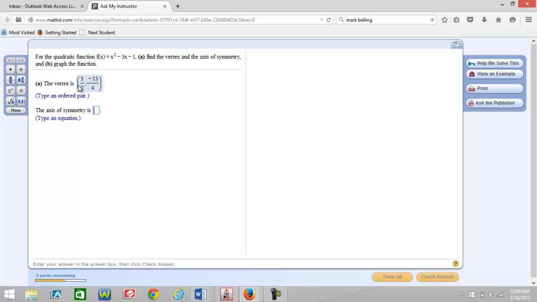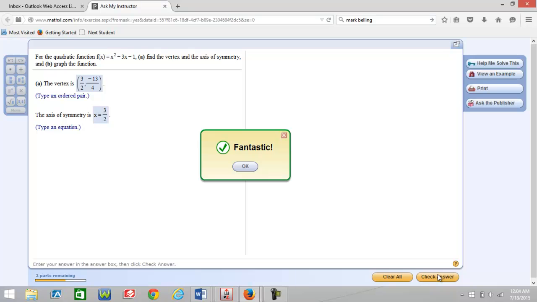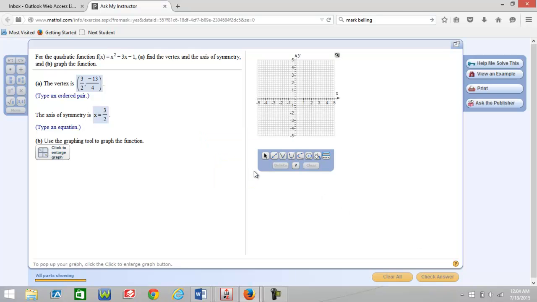The axis of symmetry is pretty straightforward. It's going to be the same as the x-coordinate. So we write x equals the fraction 3/2. The work has already been done for you. The axis of symmetry is always the x-coordinate of your vertex. So let's check that answer. Great.